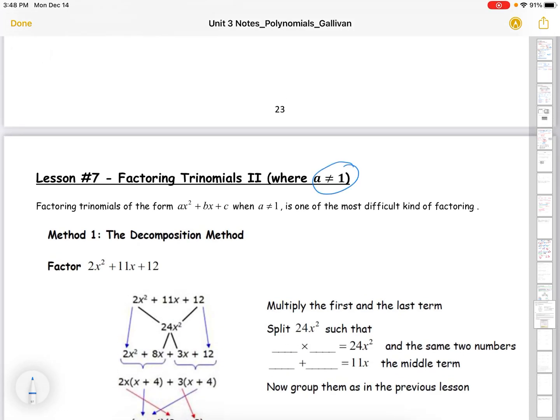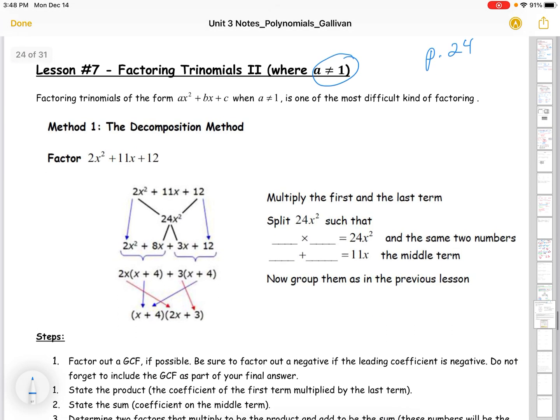Okay, so here's factoring trinomials 2, and this is where a is not equal to 1. We're on page 24 of your notes package. So when a is not equal to 1, it can be one of the more difficult kinds of factoring. Doesn't mean there's not ways to approach it. We're going to look at the decomposition method.